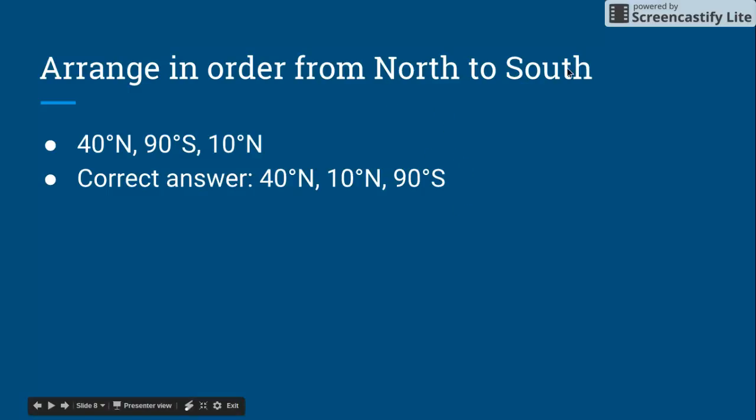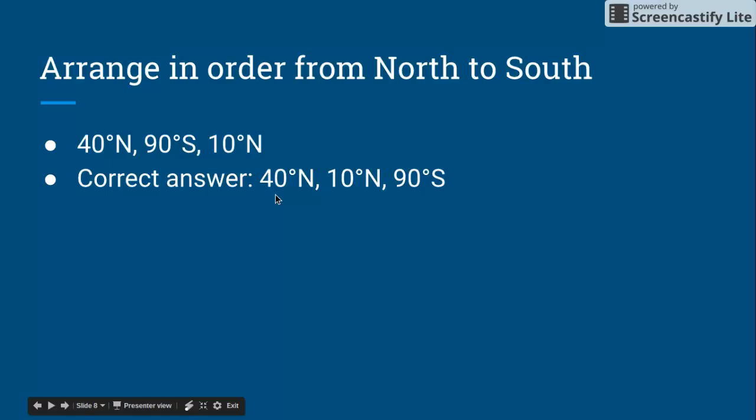If we're arranging them from north to south, then the only south coordinate here should be the one that's last. And if we're looking for the most northern number, we look for the biggest number north, because that means it's the furthest north of the equator. That makes it the most northern location.